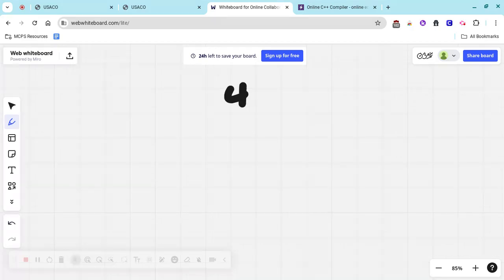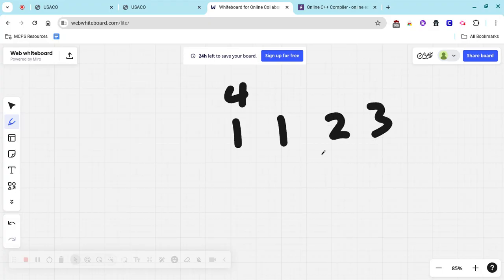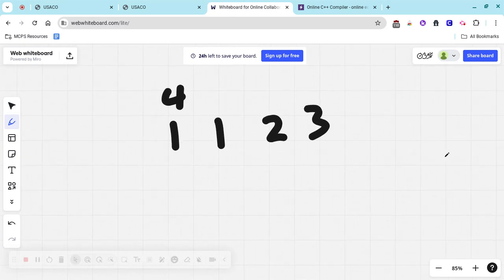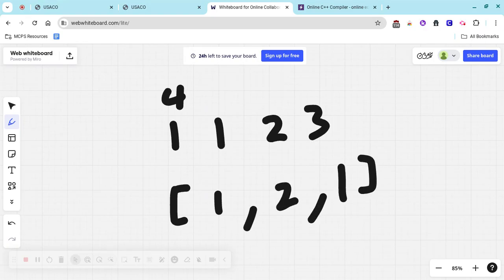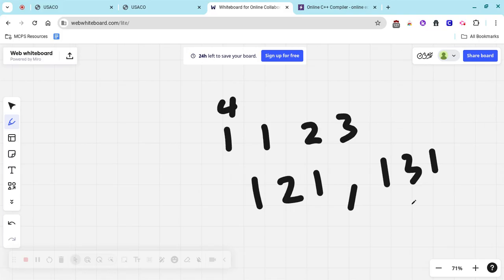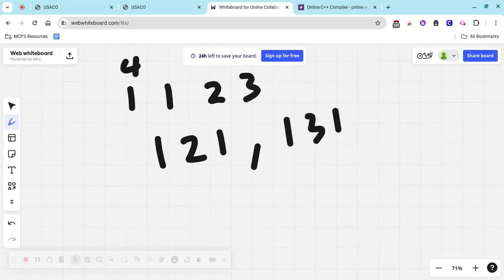So 4, 1, 1, 2, 3. Looking at this sample input, the maximum number of cows that will satisfy all 3 conditions is 1, 2, 1. It's like 1, 2, 1 or 1, 3, 1. And basically, these 2 sequences fulfill all 3 requirements.